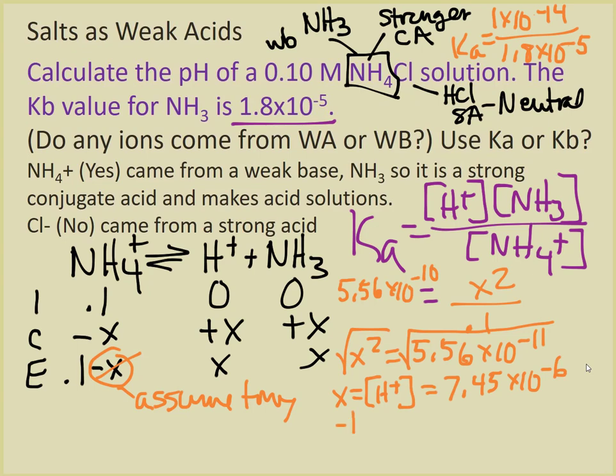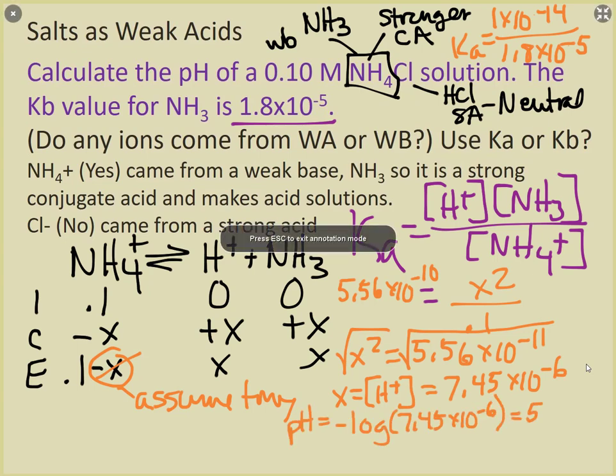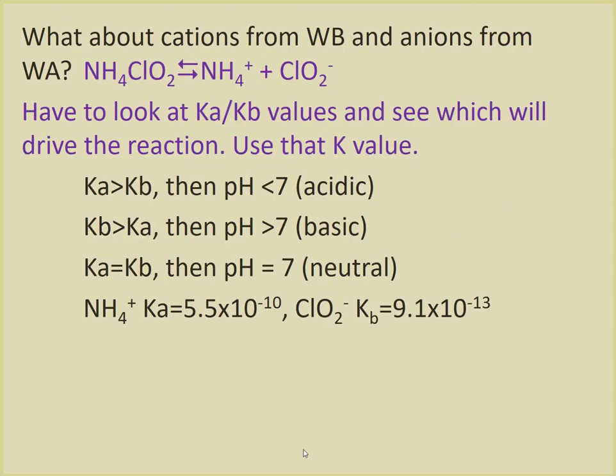And I take the negative log of that, and I get 5.13 as my pH. So what about cations from a weak base and anions from a weak acid? What would you do if you have some of both? Well, in this case, you would have to be given the Ka and the Kb values, and then you would determine whichever one is stronger. Whichever one is stronger, then it would have that pH.